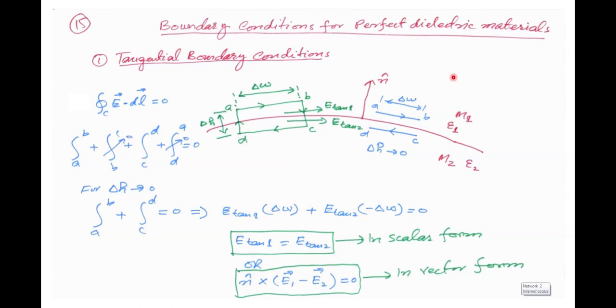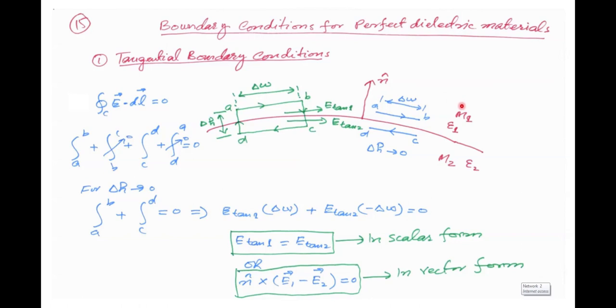Now let us develop the boundary conditions for dielectric material, and in this case we are going to consider perfect dielectric material. The procedure is similar to the procedure we had used in defining the boundary condition for the interface between free space and a conductor.